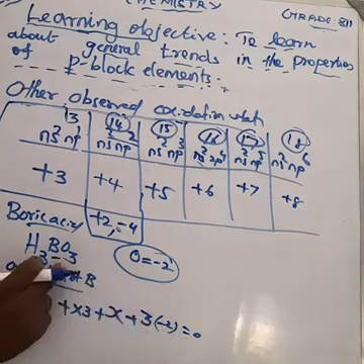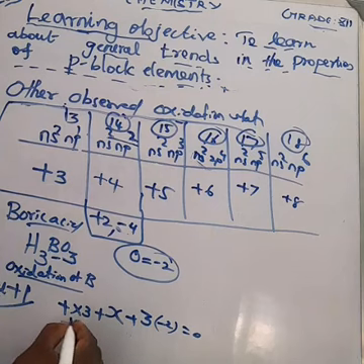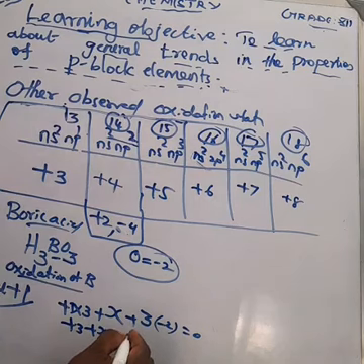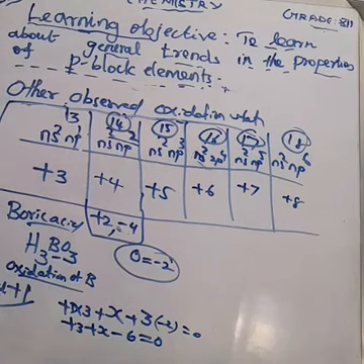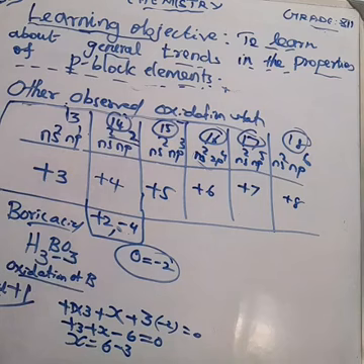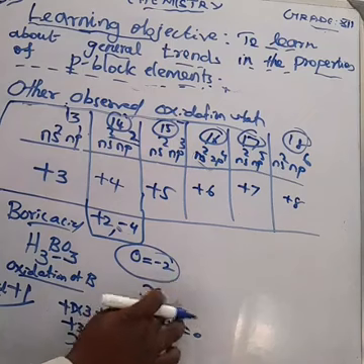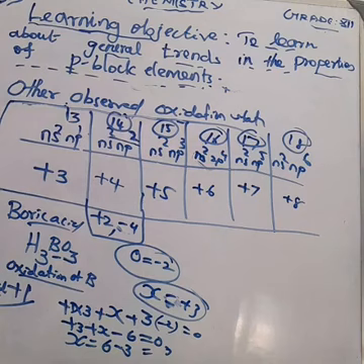Oxygen has a charge of -2. How much oxygen is there? 3 oxygen. So 3 into -2, equal to 0. So this can be written as +3 plus X, and here 3 into -2 is equal to -6. Am I right? So you have to write +3 plus X minus 6 equal to 0. What about X? X is equal to +6 minus 3. So we get X equal to +3 oxidation state. So my dear children, the value of boron is +3.